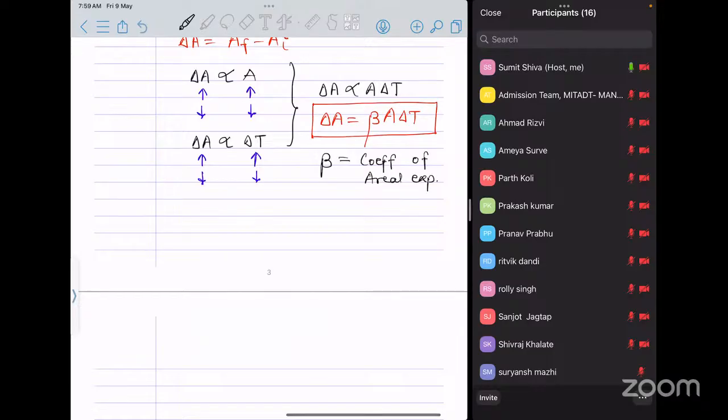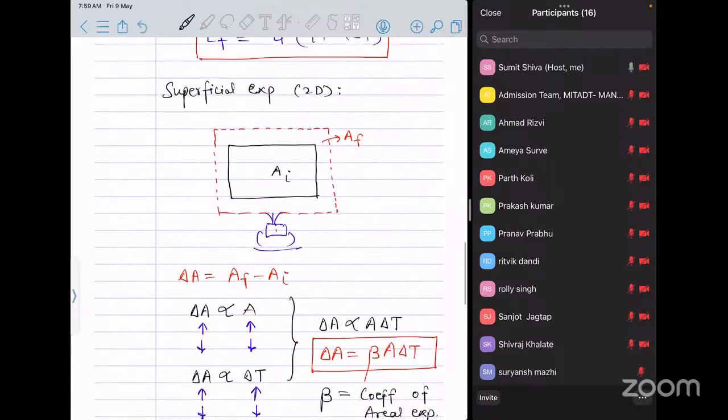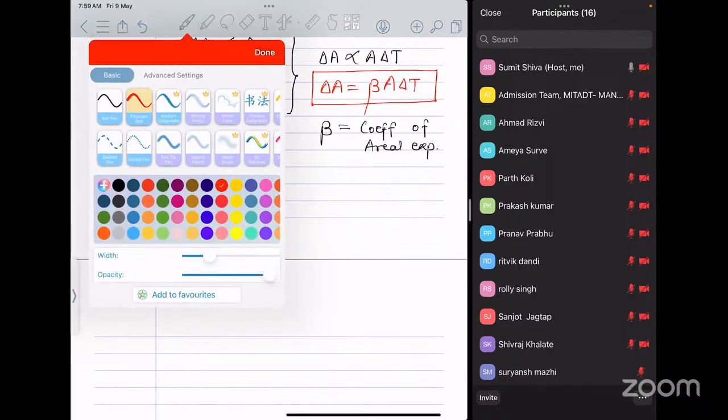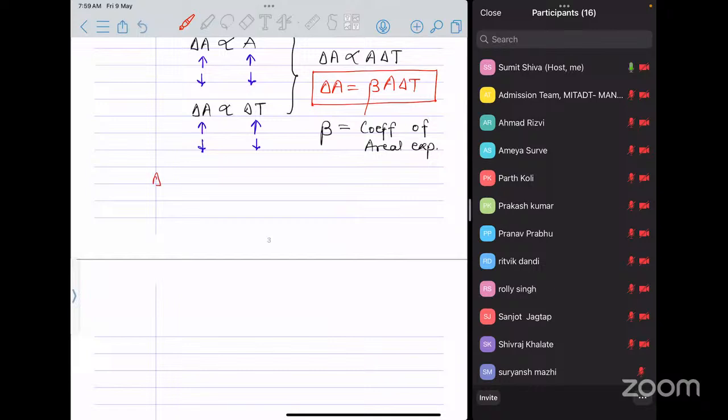Understood or any doubt? Okay, another format will be delta A equals A final minus A initial, which is equals to beta A initial delta T. So you can find out A final, which will be A initial times 1 plus beta delta T. Understood or any doubt?